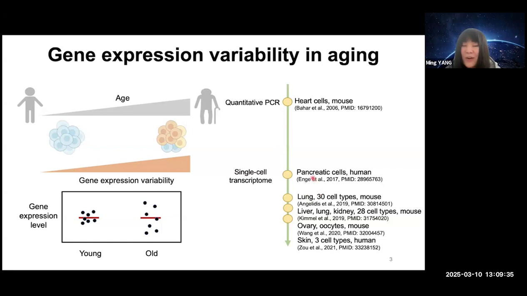So when we were reading these papers, we also downloaded their data and performed the analysis to see how global or universal this pattern is, and we noticed something different. The first thing is this pattern is not universal. Some cell types have gene expression variability that increases with age, while in other cell types it barely changes with age. And second, even for those cell types whose gene expression variability increases with age, the magnitude of change also differs a lot among different cell types.